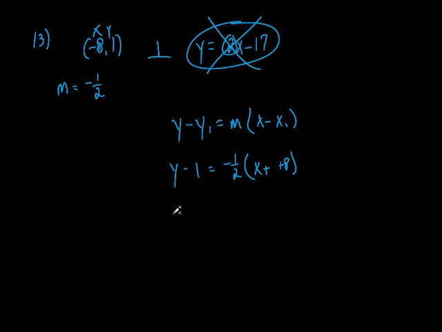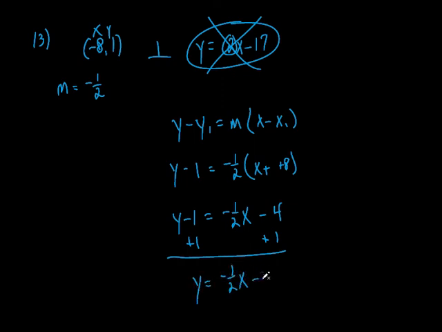Okay, so let's do this. Y minus 1 equals negative 1/2 x. What's that going to be? Minus 4. Good, because half of 8 is 4. Add a 1 to both sides. So y equals negative 1/2 x minus 3. And that would be the line.